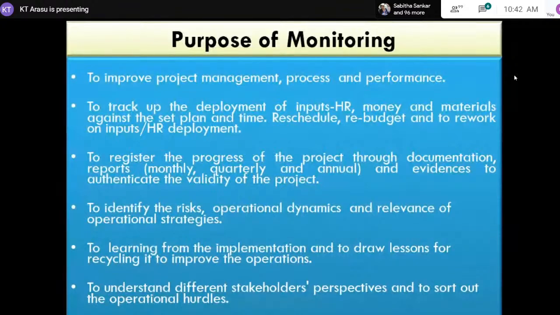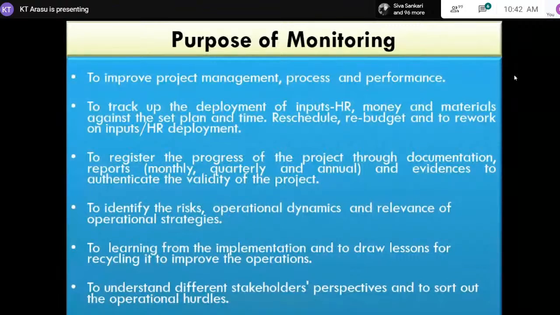For example, training: you have a training register. Suppose you have microcredit: you have a credit register. All these are part of it. Then from the registers, you generate a monthly report, quarterly report, annual report. The purpose of each one is different. The monthly report is against, as I told you first, the operational plan, the activity plan. Against it, you have to convert it into a monthly plan. This monthly plan shows whether things are going on rightly, and similarly the quarterly one.